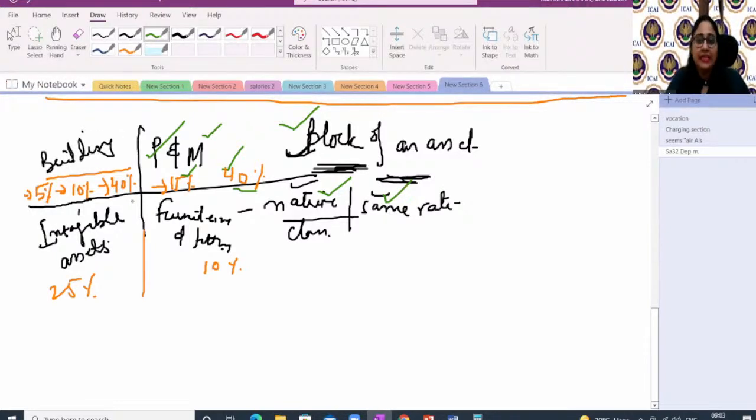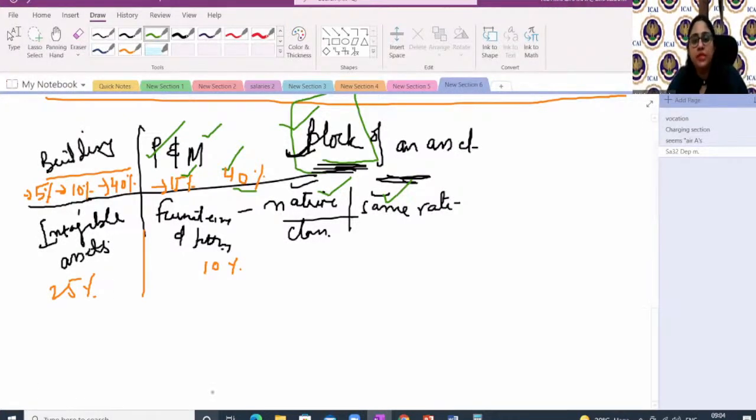So any asset which comes in the same class and same rate would become a block of assets. Means you have divided them into groups. We have divided them into various groups.